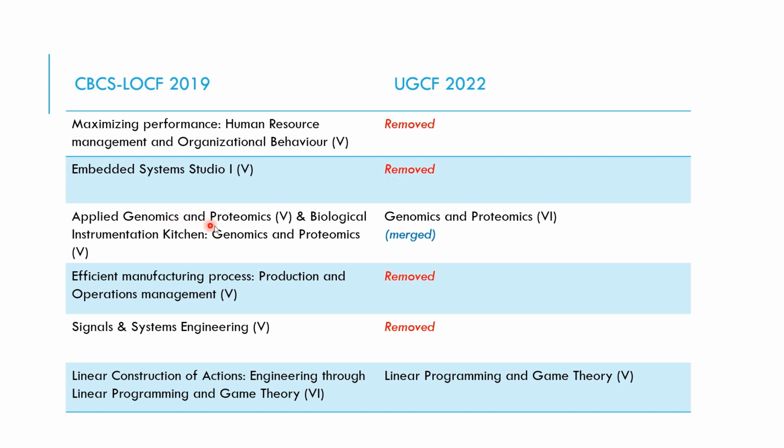Applied Genomics and Proteomics of semester 5, and Biological Instrumentation Kitchen Genomics and Proteomics of semester 5, have been merged into Genomics and Proteomics of semester 6. Efficient manufacturing process, production and operations management has been removed. Signals and systems engineering of semester 5 has been removed. Linear construction of actions, engineering through linear programming and game theory has been rebranded as Linear Programming and Game Theory of semester 5.